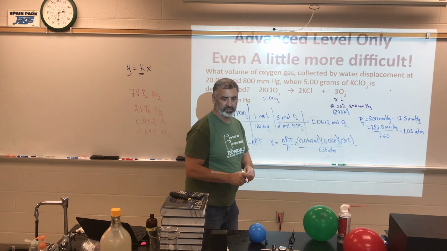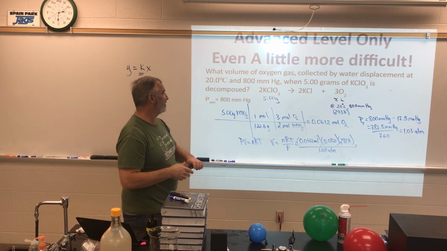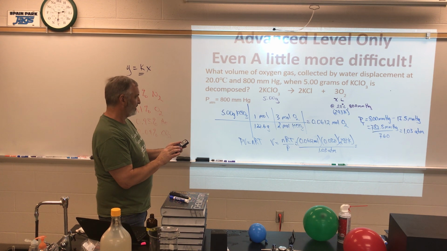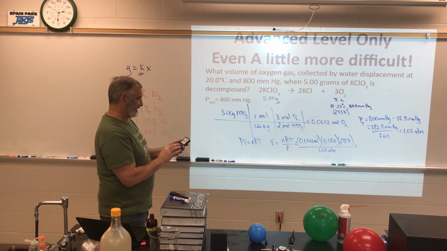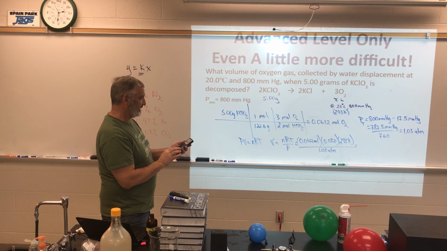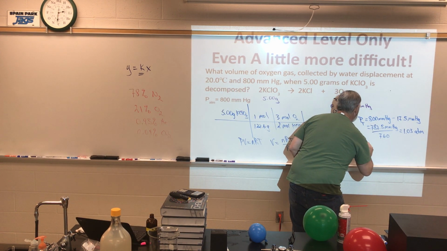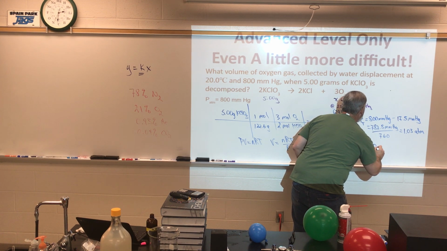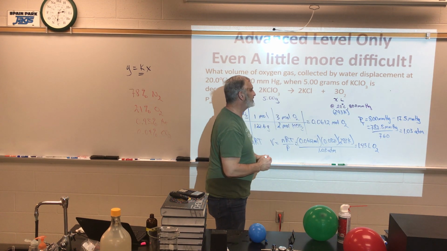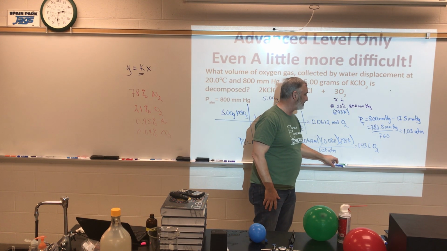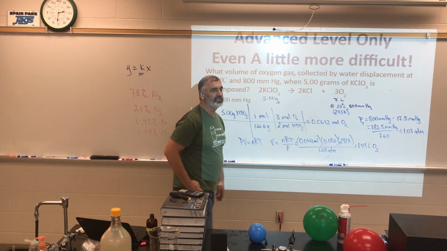Plug all that in. I told you it was a little bit more difficult. A little more steps. Just combining everything all together. 0.0612 times 0.0821 times 293 divided by 1.03 equals 1.43 liters of oxygen. So that's what we could expect to collect at 20 degrees, the total pressure being 800 millimeters of mercury, we should be able to get about 1.43 liters of oxygen.